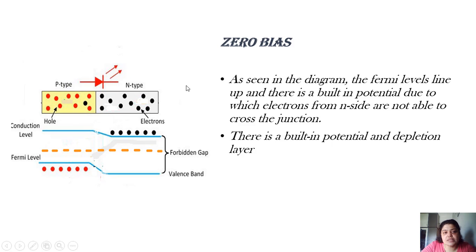Why are they not able to recombine with the holes? Because there is no external voltage applied and there is a depletion layer, or you can say a potential barrier, in between. What does that barrier do? It will not allow these electrons to move to the p side. If these electrons are not moving to the p side, they will not be able to recombine with holes. So as seen in the diagram, the Fermi levels line up and there is a built-in potential due to which electrons from the n side are not able to cross the junction. There is a built-in potential and a depletion layer present if the LED is zero biased.